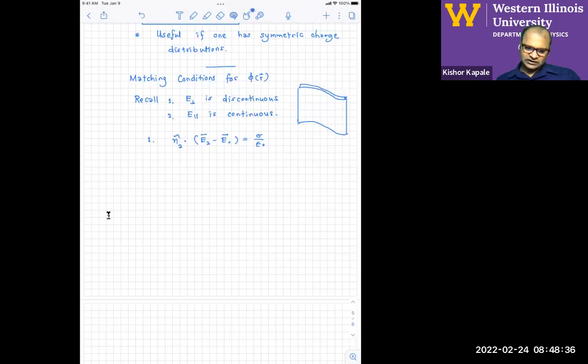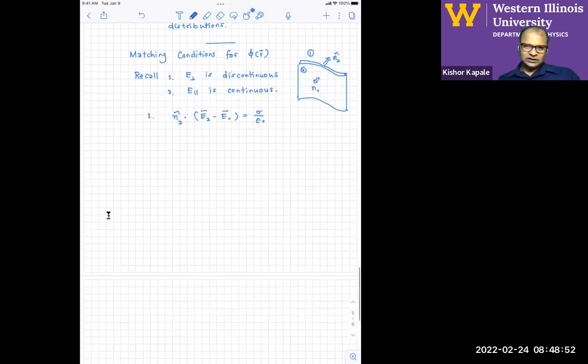Okay, so that's our surface. Let's take this to be region 1, and this region 2, with 2 there and 1 on this side, and then you can write down the other things. Okay, so we have this. How do we get this?